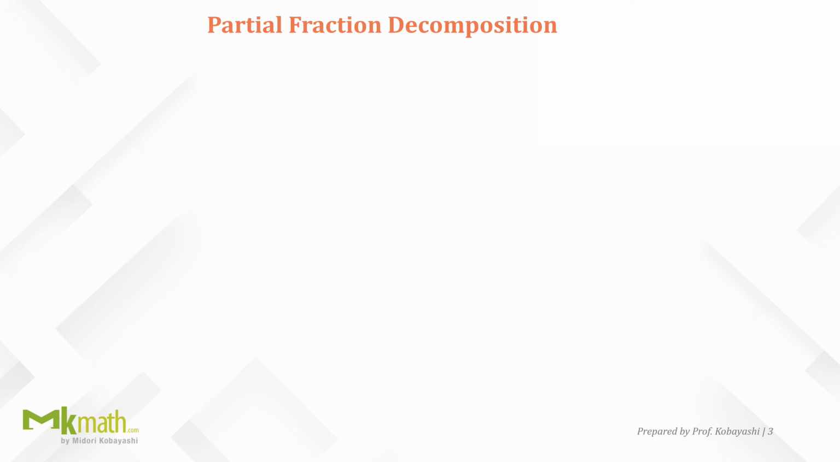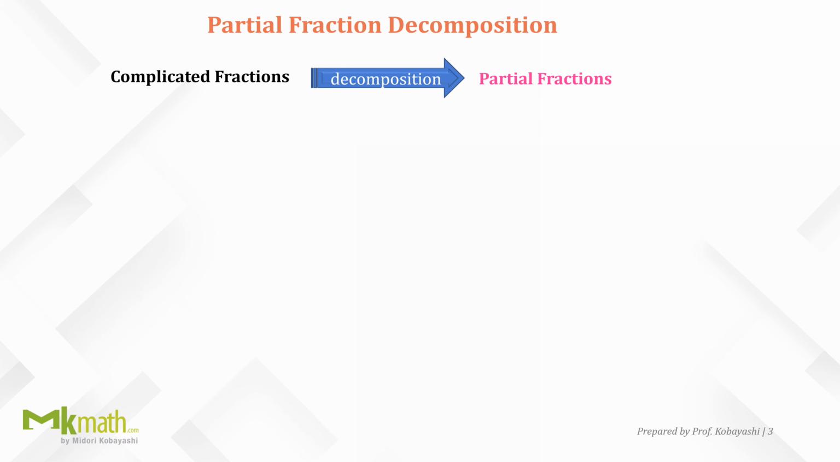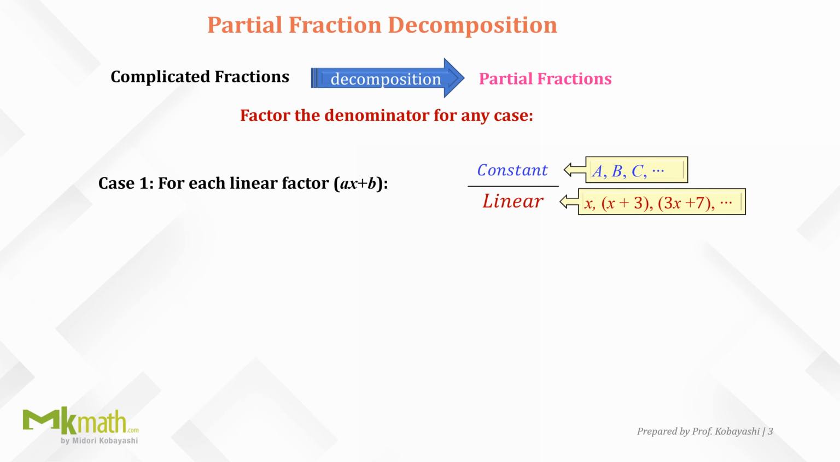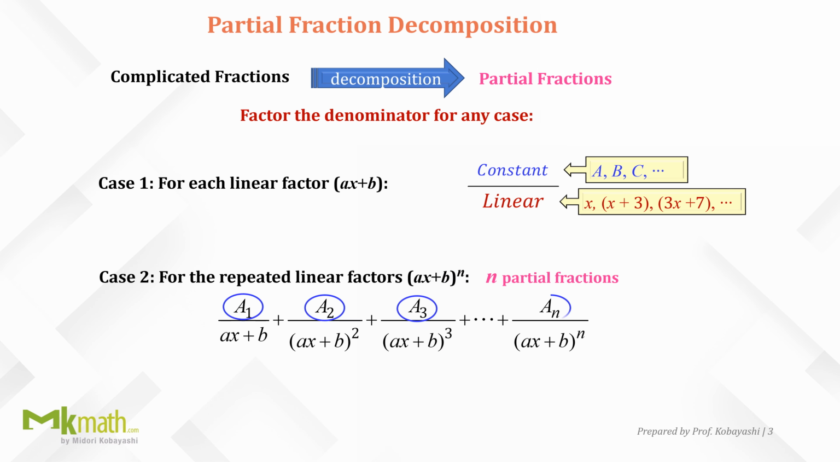There are 4 cases to apply partial fraction decomposition. In all cases, we need to factor the denominators. For the first case, if the denominator has a linear factor ax plus b form, then use a constant on the numerator. In case 2, if the denominator has the repeated linear factors up to nth power, then we need to make n partial fractions with each exponent from 1 up to n.